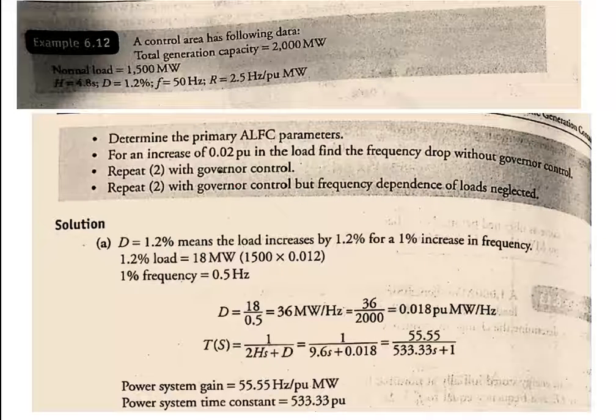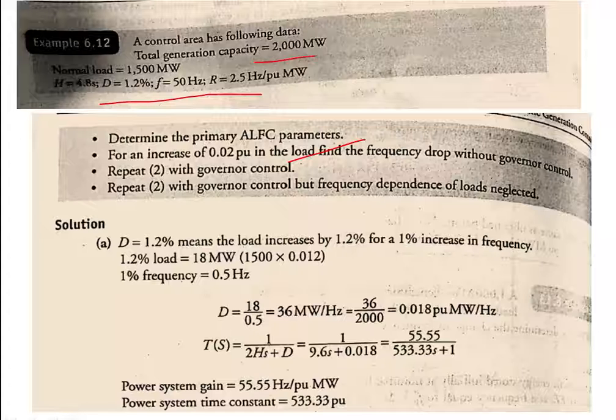Similarly, one more problem we have to discuss here. Determine a control area having some values. Total generation is 2000 megawatt. Nominal load is 1500. H is given, D is given, F is given, and R is given. So from the block diagram, using a block diagram of generator control loops, you have to determine the value of power. So if D is 1.2% change, it means load increases by 1.2% for a 1% increase in frequency.